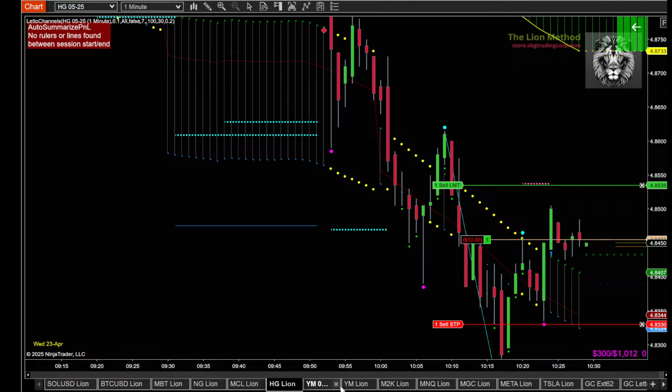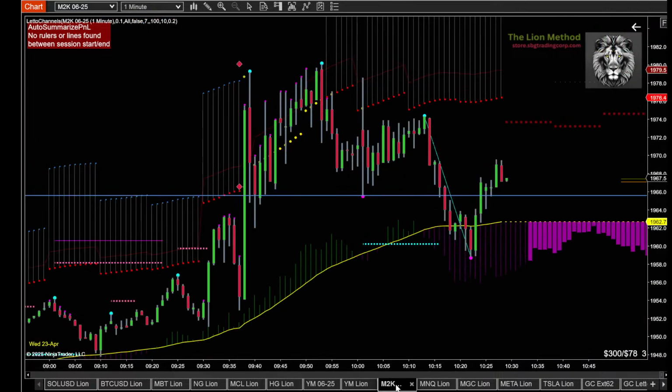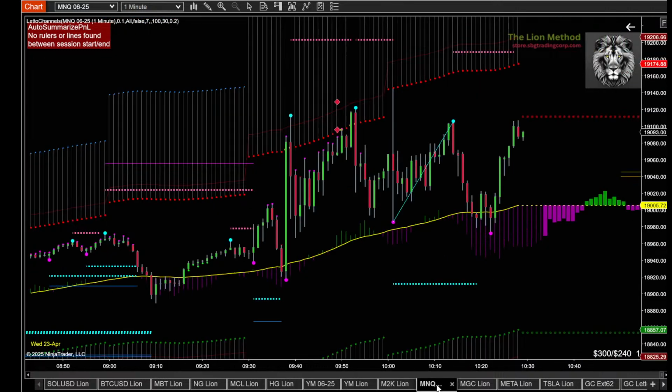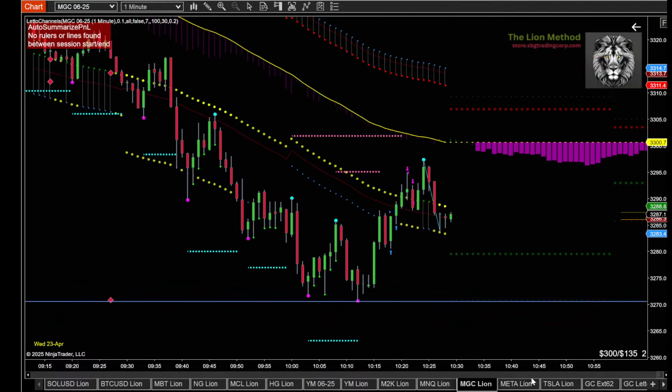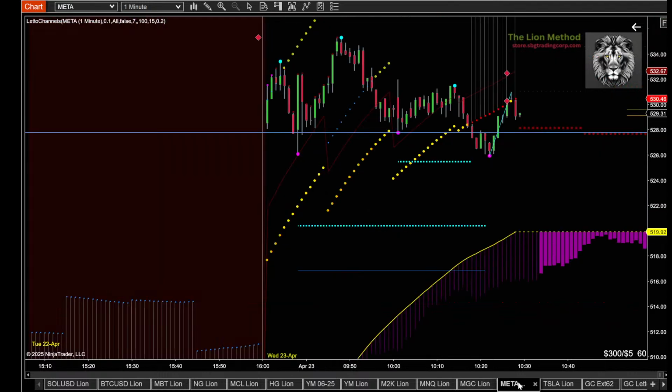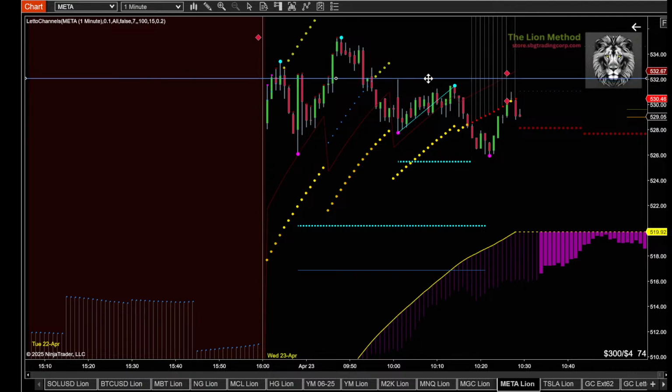All right. Well, we're holding on there. Holding on. Meta. So we're short from here. We would have put a stop up here. We just barely missed our target. And let's see. Not over yet.